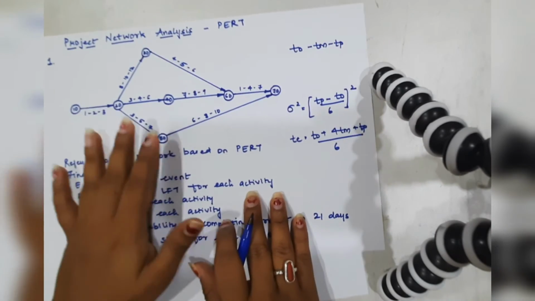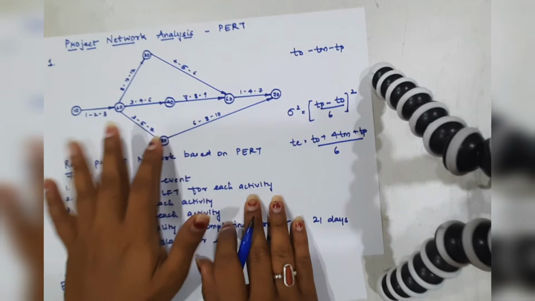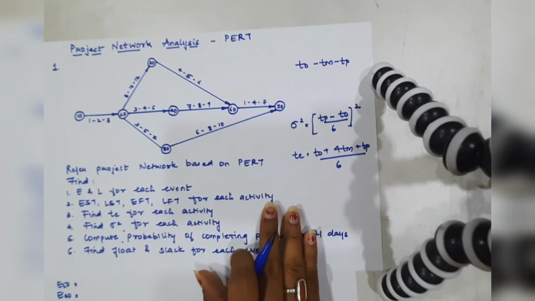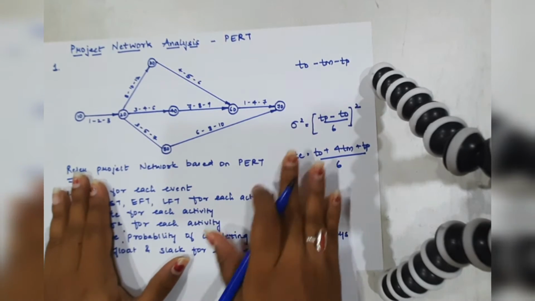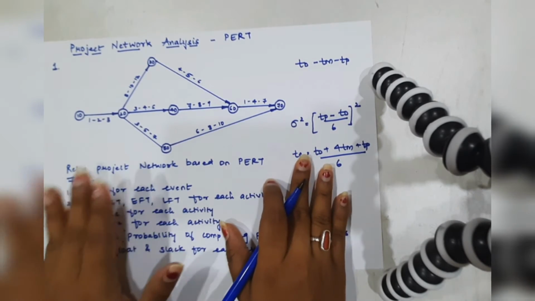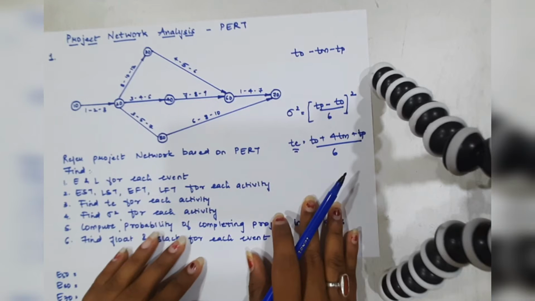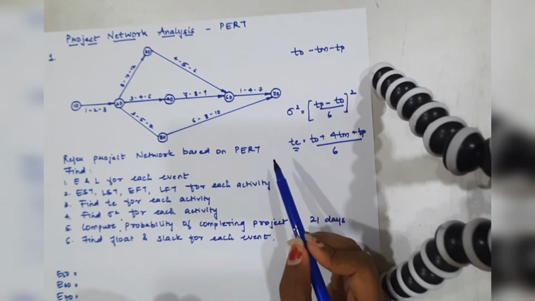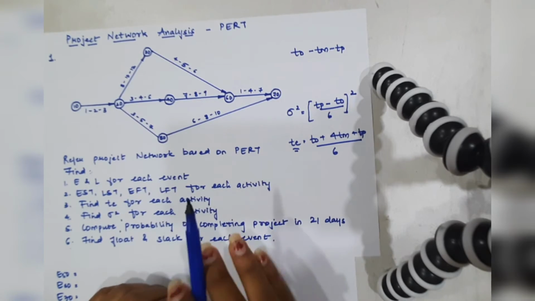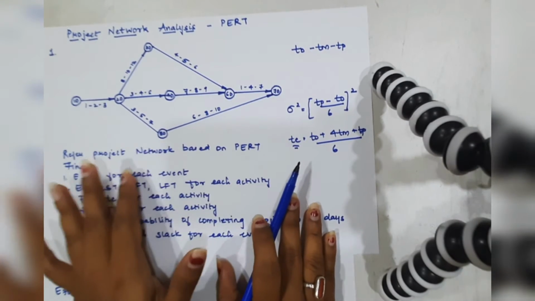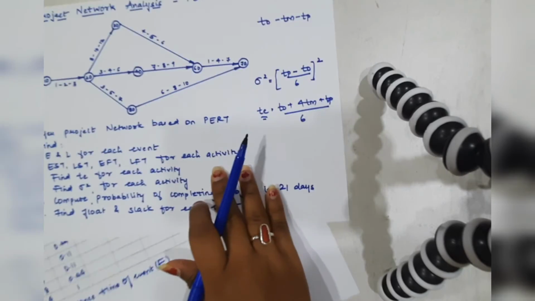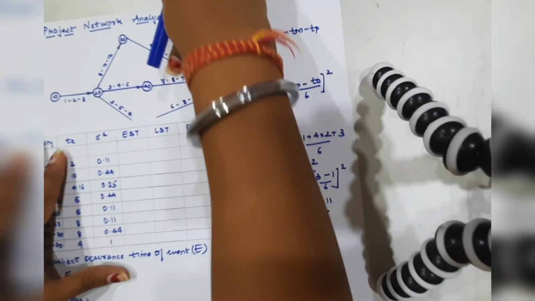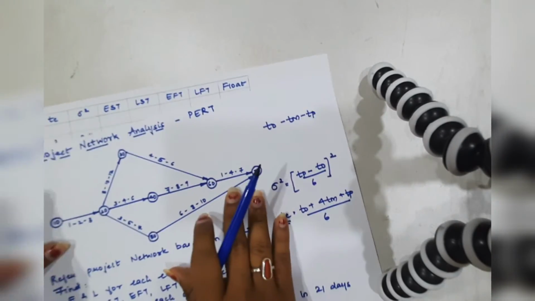Now we need to forget the time which is mentioned here. The usage of this time is already done by calculating the average or effective time, that is T suffix E, and sigma square, that is variance. Now you will be requiring only the TE value for calculating E and L for each event. So just forget this time. You just need to mention TE now in the project network diagram. So we will just do that.